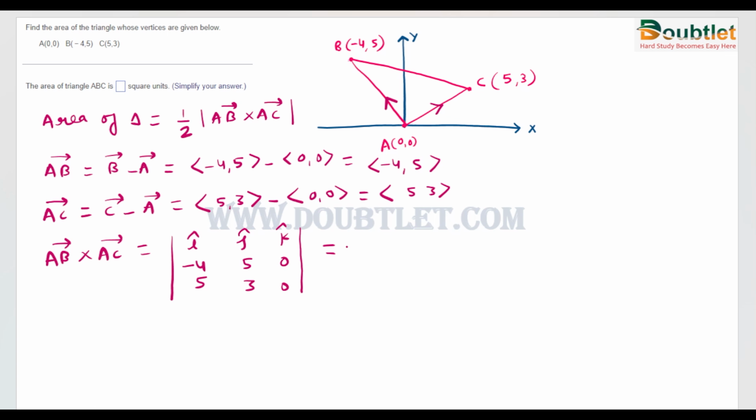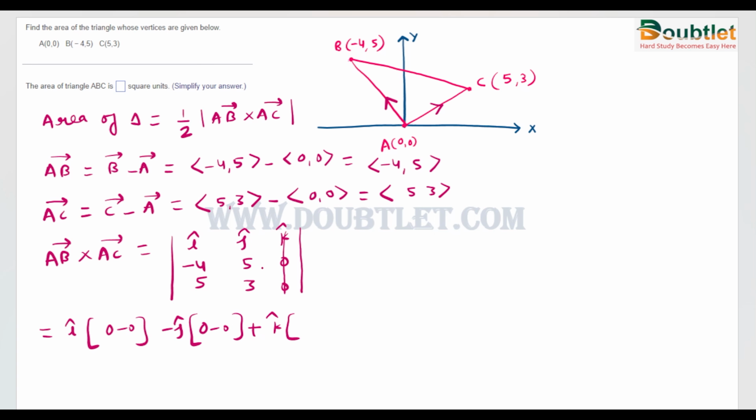If we solve this determinant, then we will get i cap. We ignore this column and this row, so we have to multiply this by this, so it will be 0 minus 0. Then minus j. Now we ignore this column and this row, and we need to multiply -4 by 0 and 5 by 0. Again both will become 0 minus 0, and then plus k.